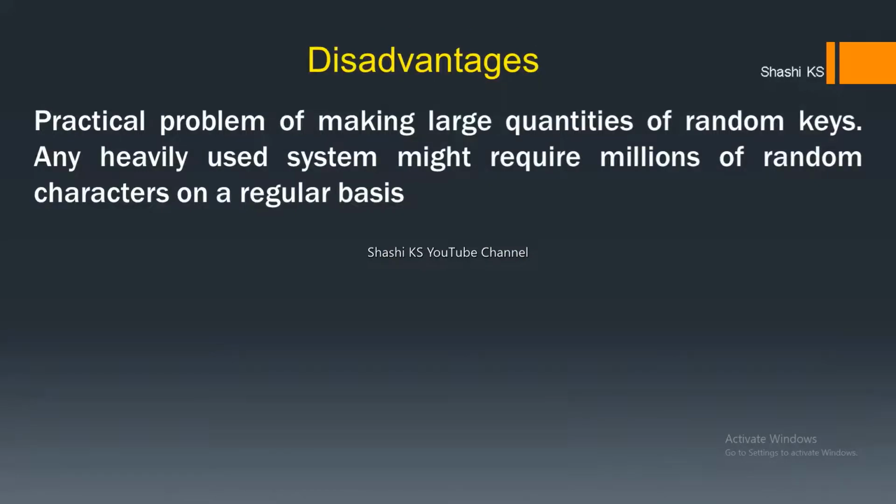The disadvantage of this one-time pad scheme is, for every message encryption, you need to generate a random key which is of the same length as the message. So practically you need to generate a large number of random keys. At least practically, a truly random key can be generated only by using quantum computers. Currently we make use of pseudo-random number generators for generating random numbers. So if it is a heavily used system, it may require millions of random characters on a regular basis, and that practically poses a lot of problems.